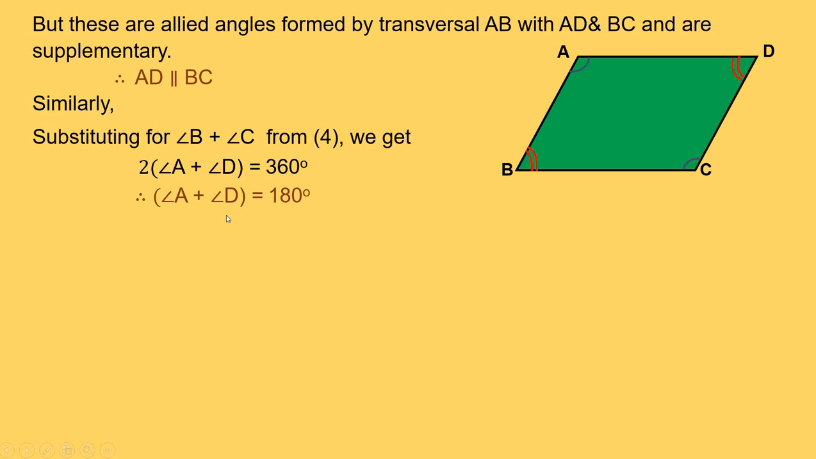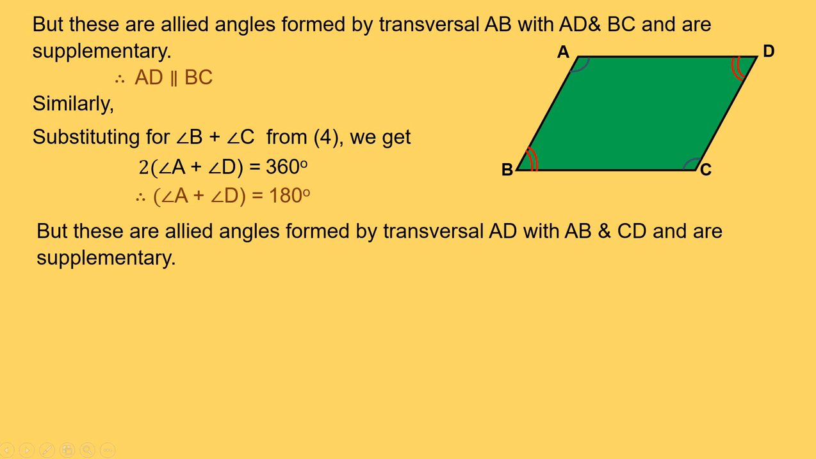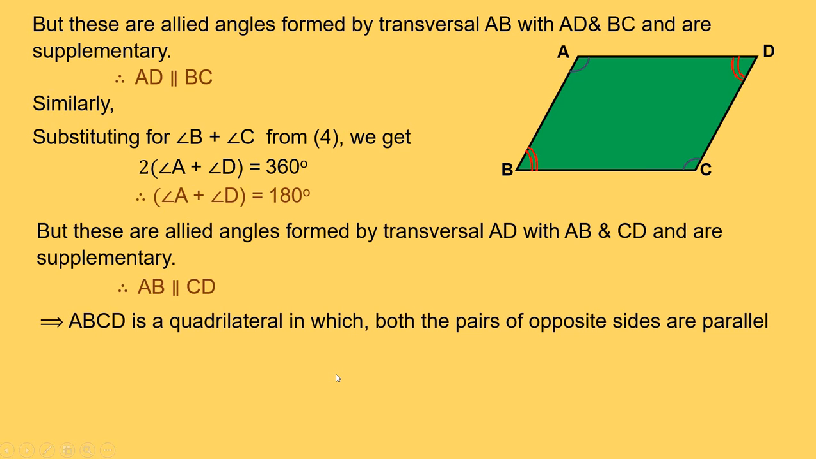Therefore, angle A plus angle D will be equal to 180 degrees. But these two angles are nothing but the allied angles formed by transversal AD with AB and CD and are supplementary. We have AB parallel to CD. So this implies ABCD is a quadrilateral in which both the pairs of opposite sides are parallel. Therefore, ABCD is a parallelogram.